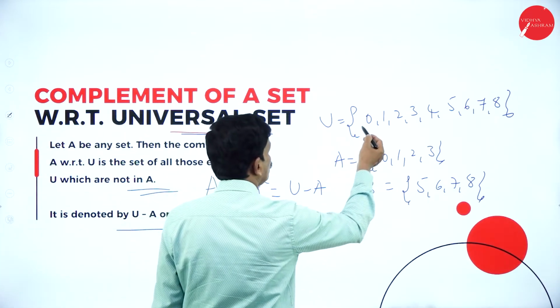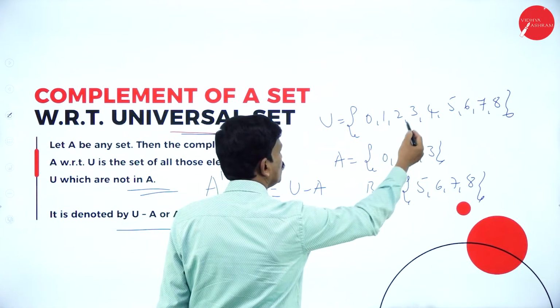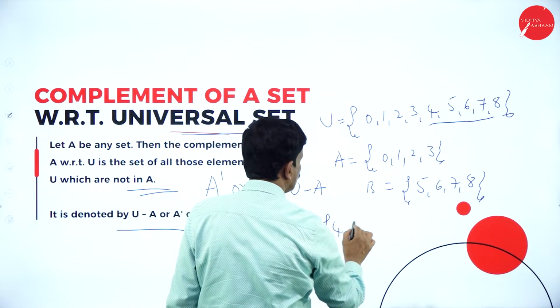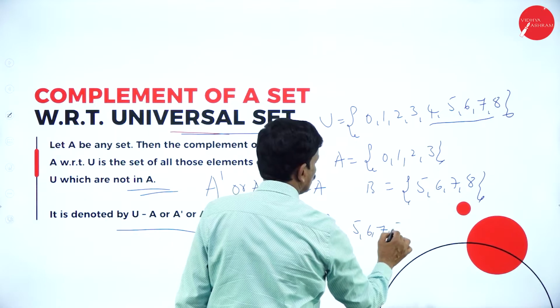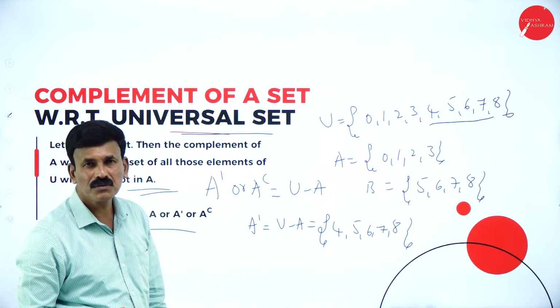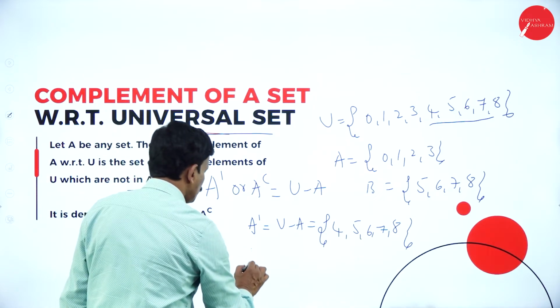So in U we have 0, 1, 2 and 3. These elements are in A. Therefore we can take 4, 5, 6, 7, 8, which come under A dash, the complement of A. Similarly, what is the complement of B?